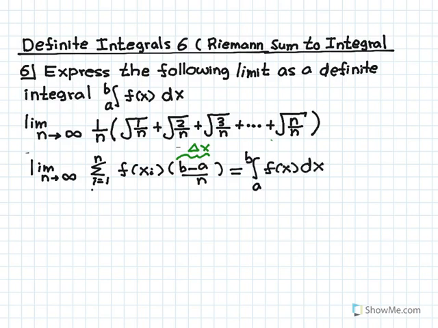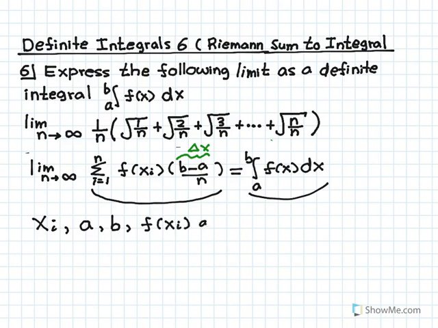So we have this part here, which is the definition of the right-hand Riemann sum. We take the limit of this right-hand Riemann sum, and that becomes a definite integral a to b f of x dx. That's the definite integral right there. So our goal is to find xi, the x values, the lower limit a, and the upper limit b of the definite integral, the functional values f of xi, and the common width delta x. It's clear that the general term is root i over n.